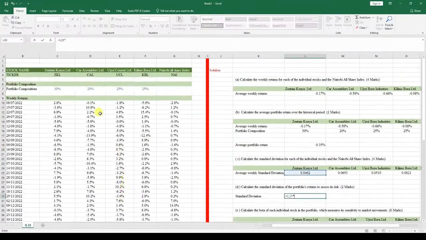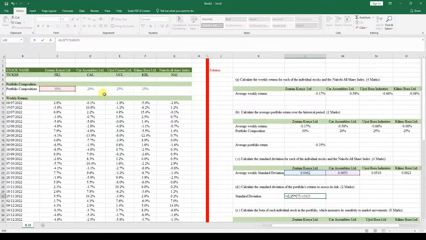We can use that, or we can even use this portfolio composition right over here. So we close the bracket and open another one so that it can pick the values the way we want them. Then we add the standard deviation over here. I forgot to open the brackets, so we open it right above over here. You can see it on the formula bar here.